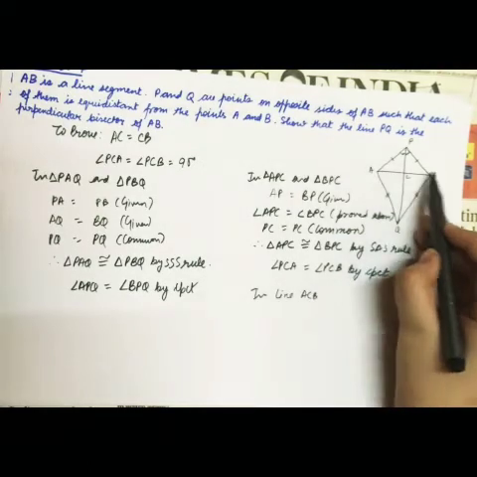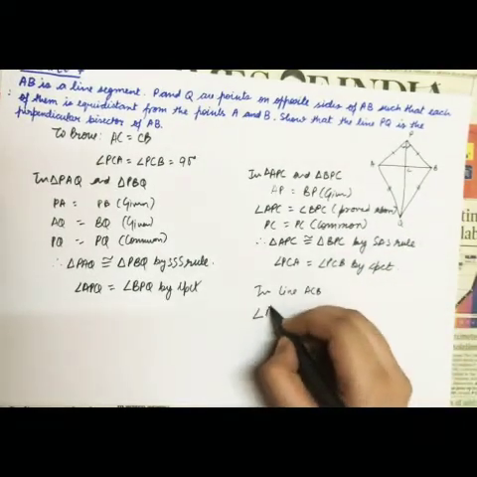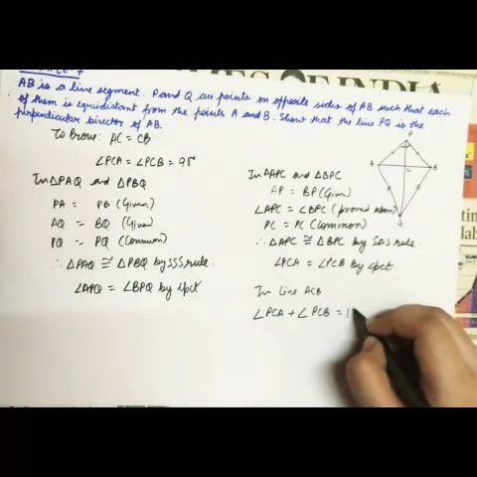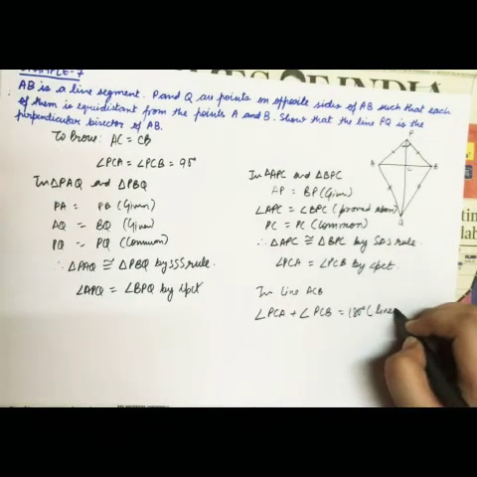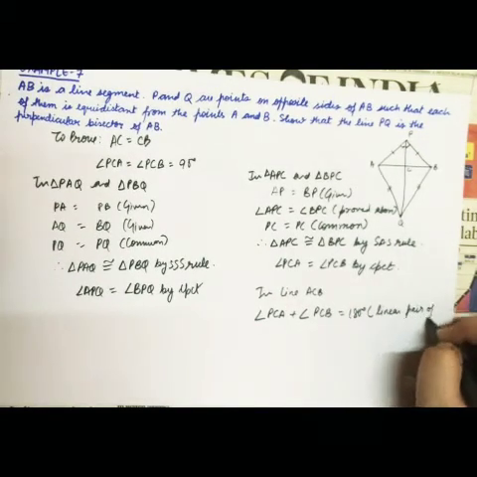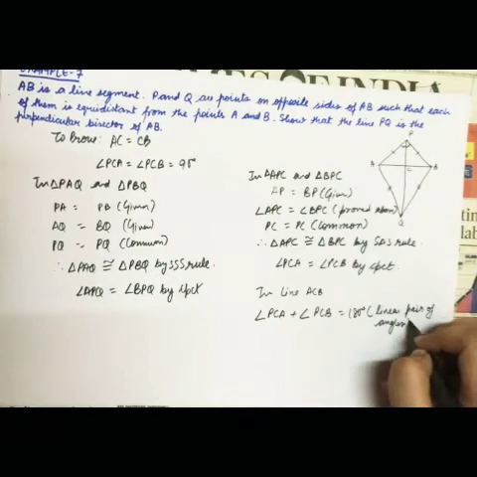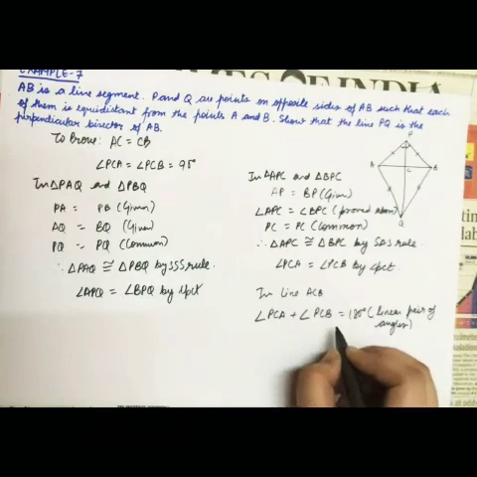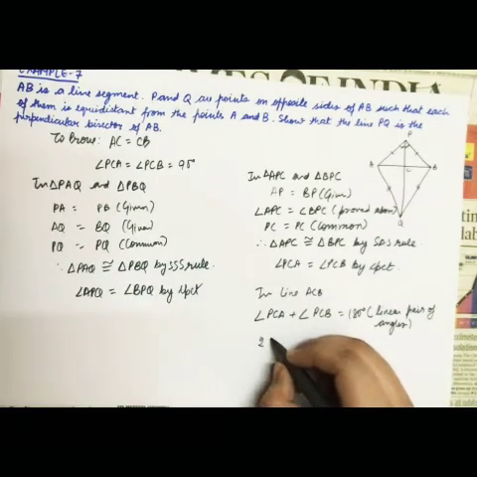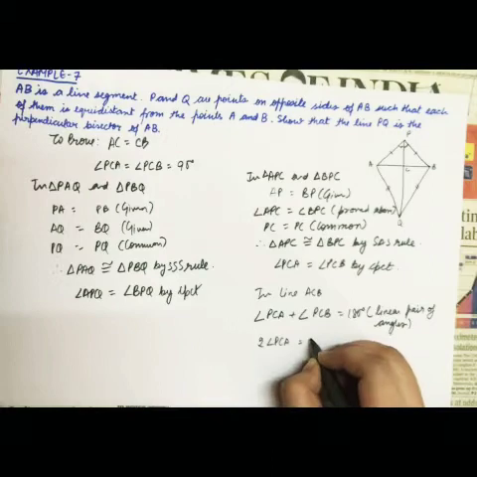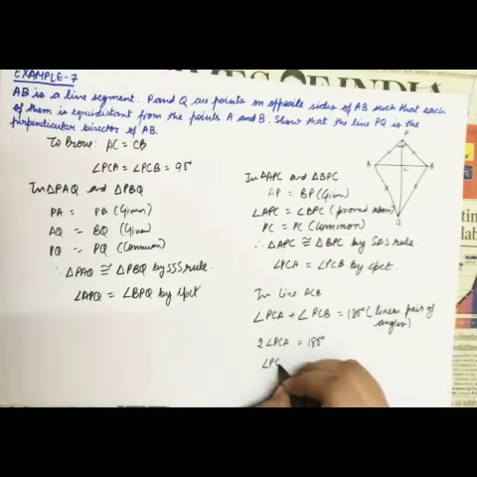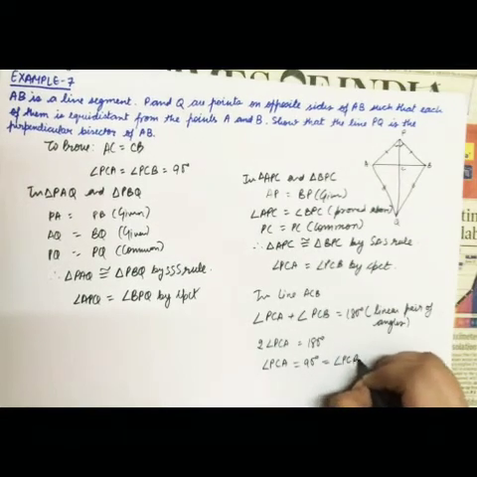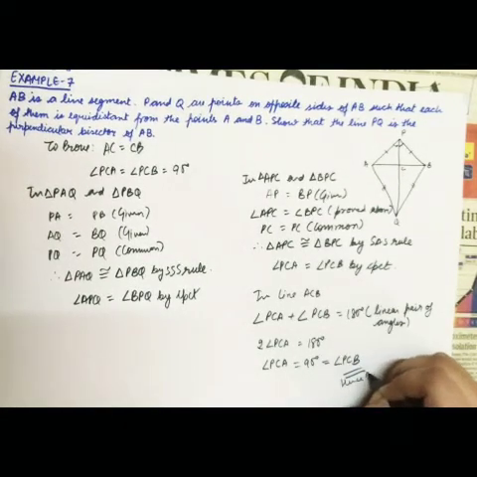So now we can say that in line ACB, angle PCA plus angle PCB is equal to 180 degree as they form a linear pair of angles. Now angle PCA is equal to angle PCB, so we can write 2 times angle PCA is equal to 180 degree. Angle PCA is equal to 90 degree is equal to angle PCB, hence proved.